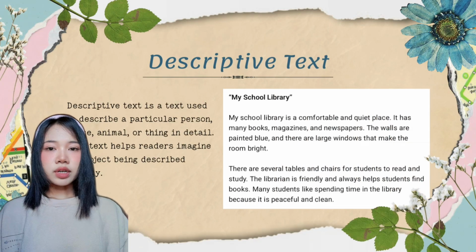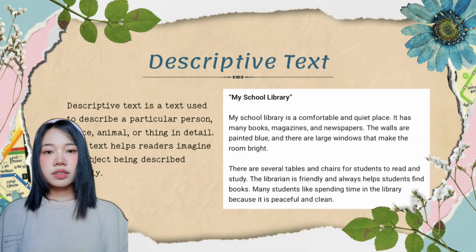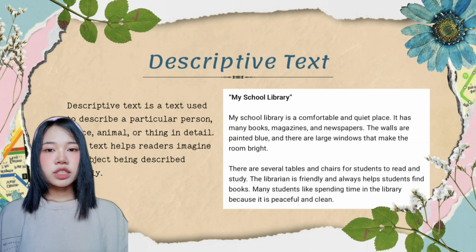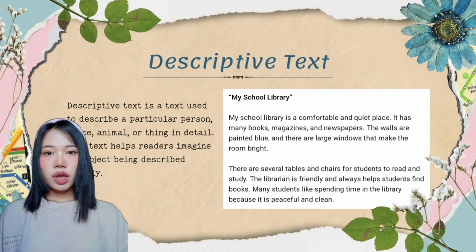Okay, the last genre is descriptive text. Descriptive text is used to describe a person, place, or thing specifically. The example I choose is my school library. You can see in the text that the writer describes the library, its atmosphere, facilities, and conditions.